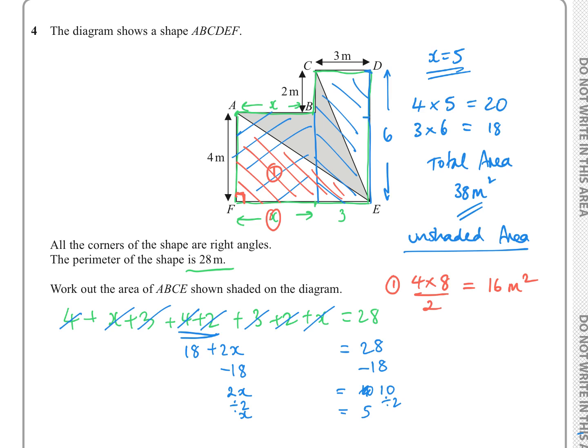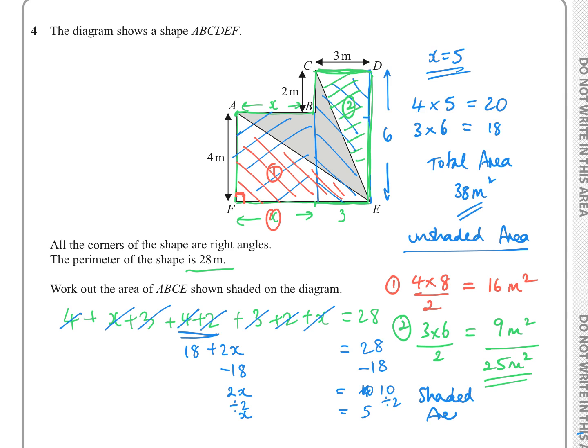And then for this one, we'll call that 2. Well, we're going to have 3, or this one here, 3 times 6, halved, because it's a triangle as well, which is going to be 9 metres squared, which is going to give us 25 metres squared. So we can work out the shaded part now is going to be 38 minus 25, which is 13 metre squares.